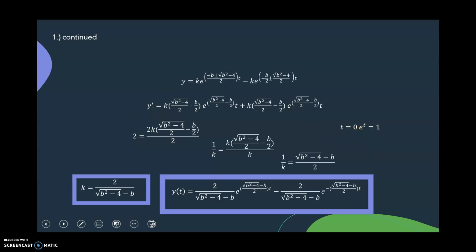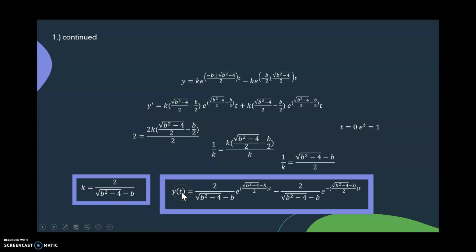Now we plug in the known value for the derivative of y, which is 2, equals 2k divided by the square root of b squared minus 4 minus b, all divided by 2. We divide 2 out of the equation to the other side, and we're left with 1. Now we divide k to the other side, and we're left with 1 over k equals the square root of b squared minus 4 minus b, all divided by 2. And we get the value k equals 2 divided by the square root of b squared minus 4 minus b.